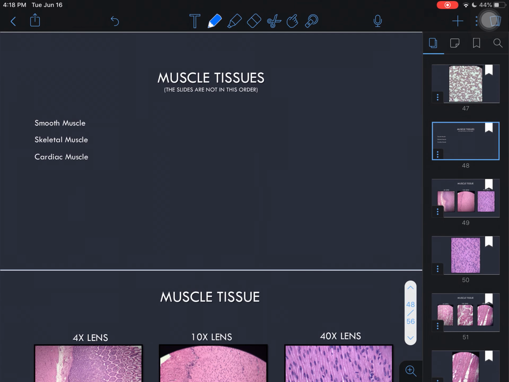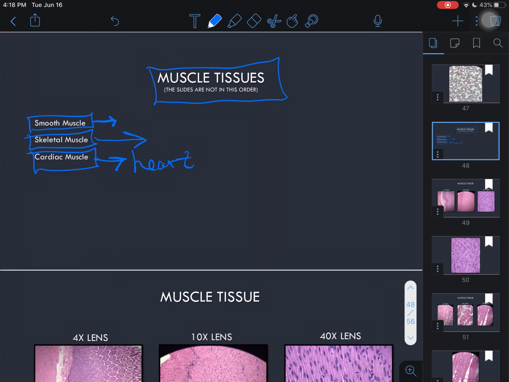All right, so we've moved on from connective tissues, and now we're going to go over muscle tissues. There's 3 different types of muscle tissue: smooth muscle tissue, skeletal muscle, and cardiac muscle tissue. Smooth muscle is what lines all of our vessels and makes up some of our internal organs. Cardiac muscle is found in only one place, you guessed it, the heart itself.